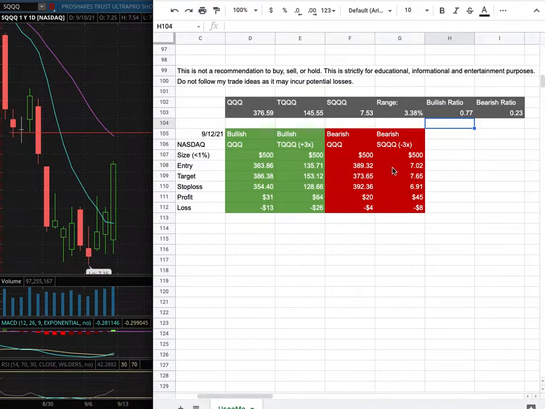As with the trade idea for SQQQ, my position size is less than 1% of my portfolio. My entry is at $7.02. My sell target is at $7.65, and that is this range there. And my stop loss is at $6.91.